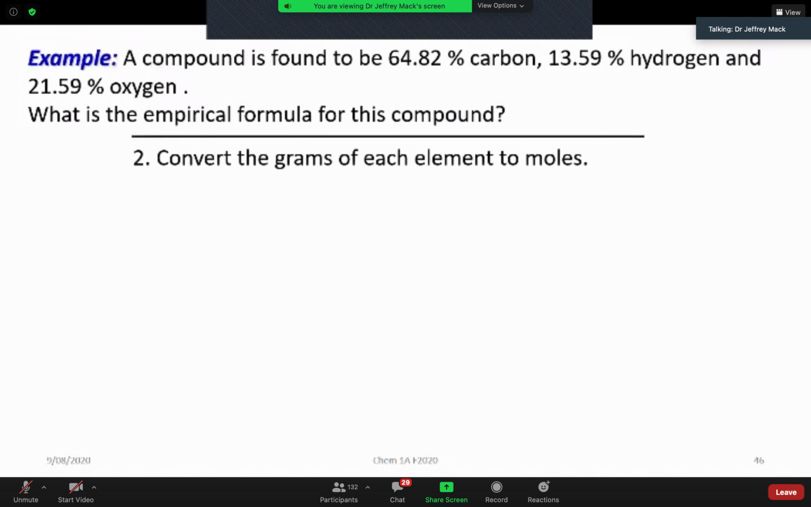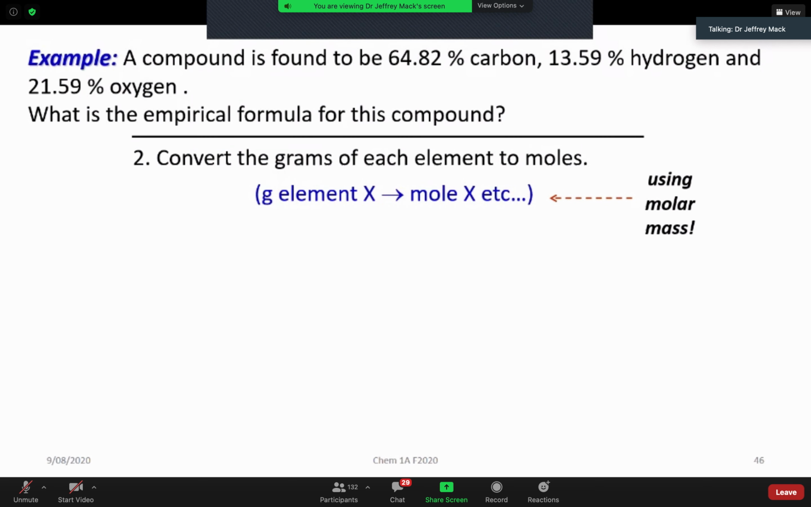So if I have grams, I can convert to moles, can I? Sure. One of the yells in Chem 1A is, when in doubt, convert to moles. So if you're given grams, you can convert to moles. And how do we convert grams into moles? You use molar mass, exactly, right? So I take the grams of each and convert them into moles using molar mass.